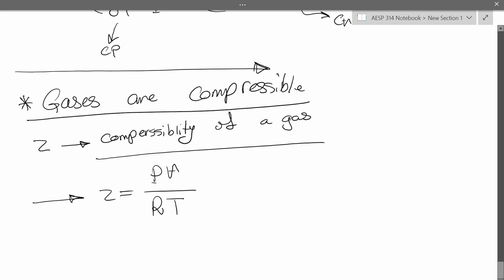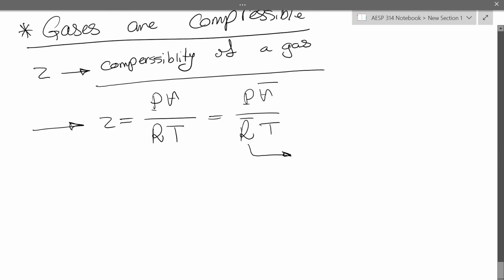Okay. You can also rewrite this using the universal values V bar and R bar, and if you call the universal gas constant, it is going to be 8.314 kilojoule per kilomole Kelvin, right?